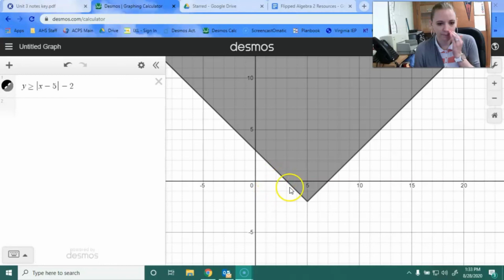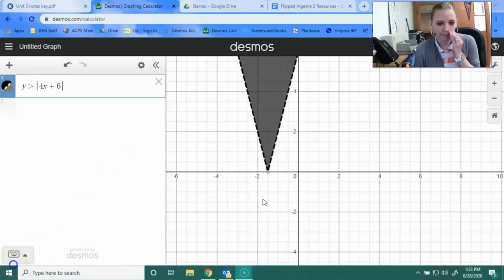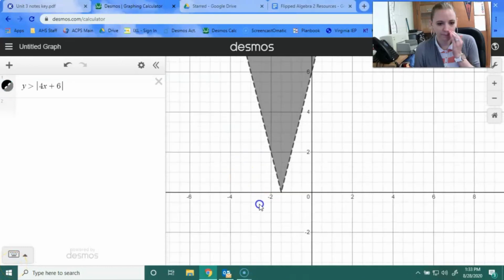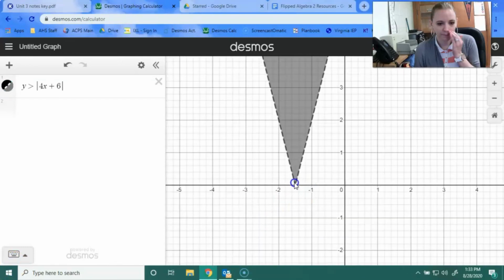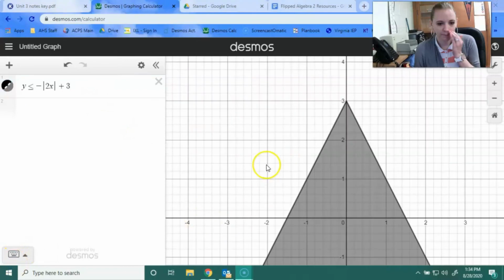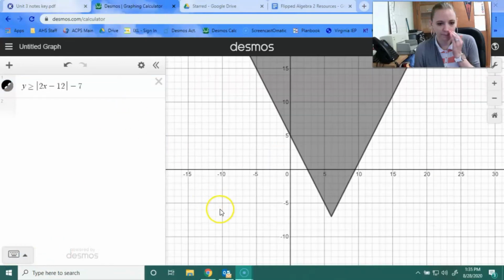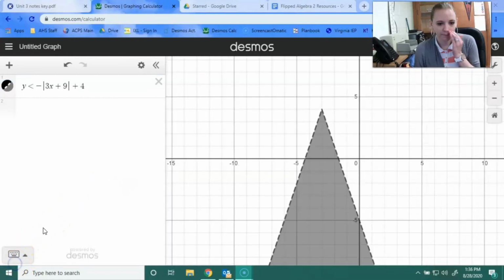Okay, here's what number 2 should look like. Here is number 3. Notice if you wanted to know the vertex, you can click there where the vertex is and it'll give you the exact coordinate. Okay. Here is what number 4 looks like. This is number 5. And here is question 6.